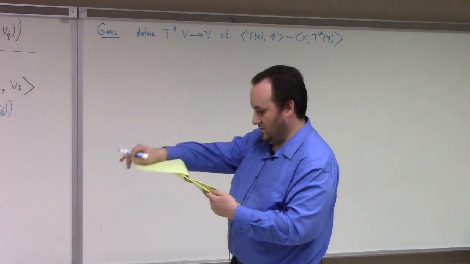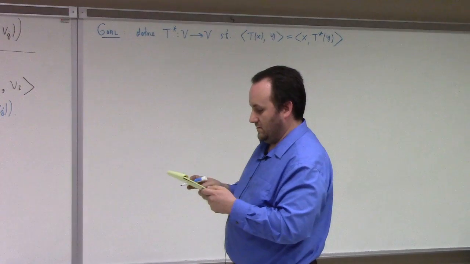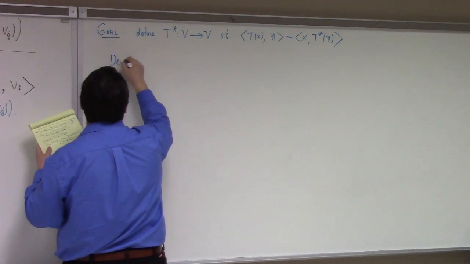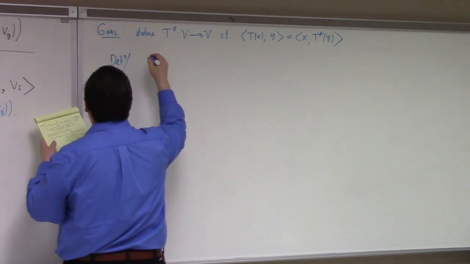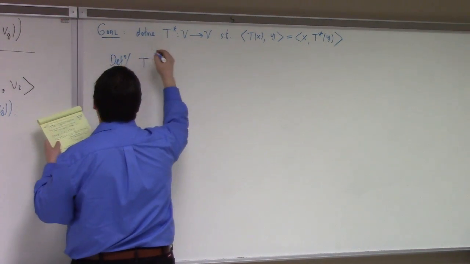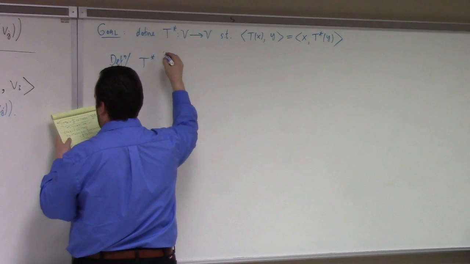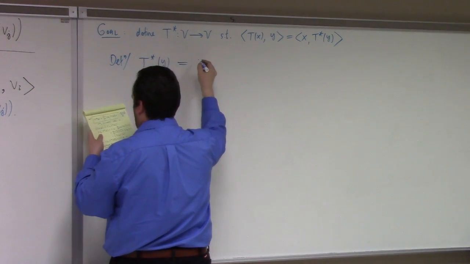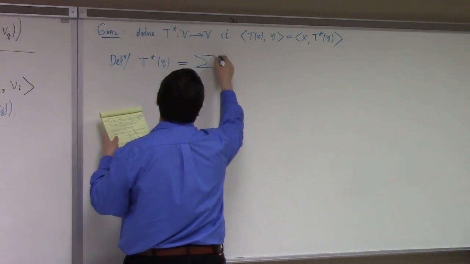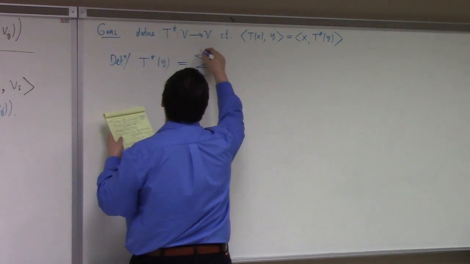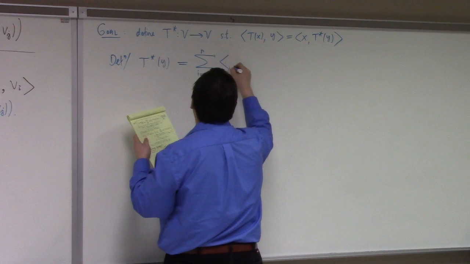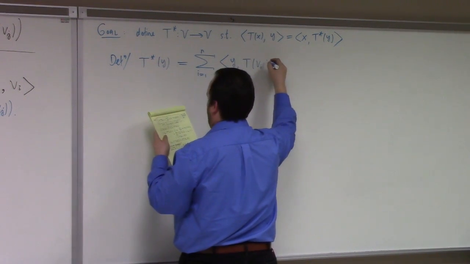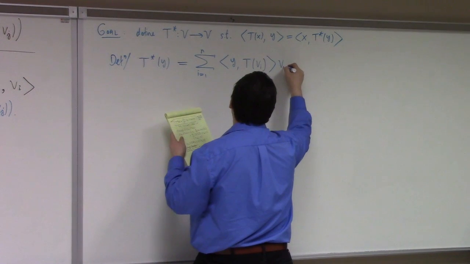So let me show you a definition then that will do that for us. And I actually derived this using this dual basis stuff, but I guess the derivation you don't need to see necessarily. So T star of y, I'm going to define as the sum, i equals 1 to n, of y comma T of vi, vi.